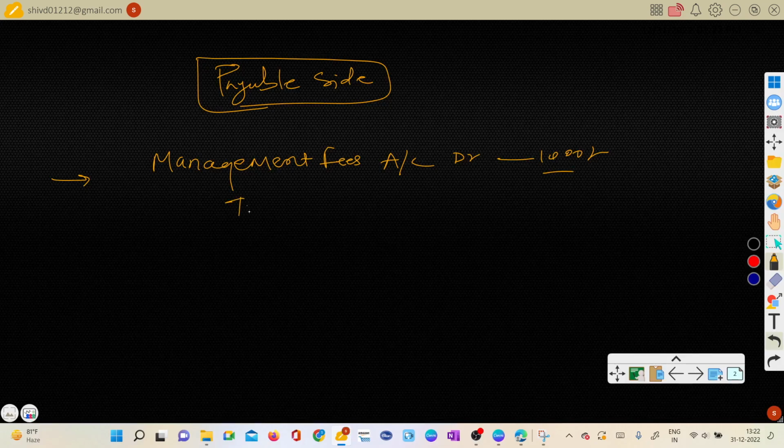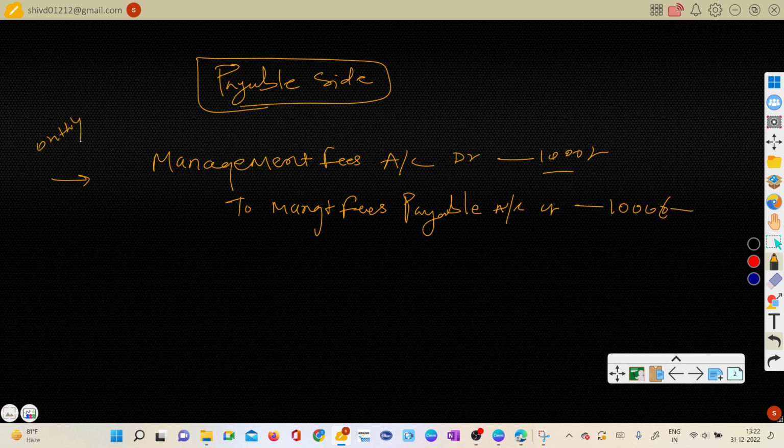To payable account credit. So that's how you can record the accounting entries on a monthly basis till you receive the cash from the investors or debit the cash from the particular fund's book. You can record this accounting entry. And the same reversal entry you can prepare.